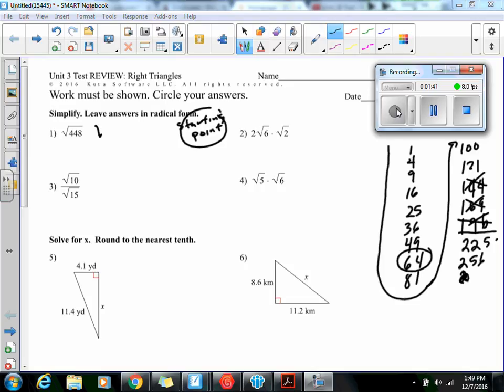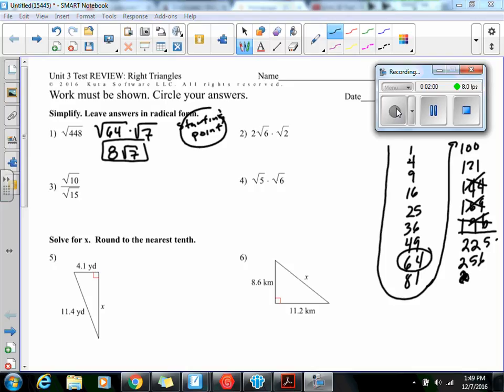So I'm going to rewrite this as the square root of 64 times the square root of 7. When you divide 448 by 64, it goes in 7 times. The square root of 64 is 8. 7 does not break down anymore, so 8 square roots of 7 is the answer.